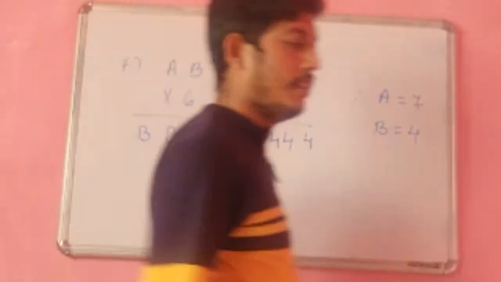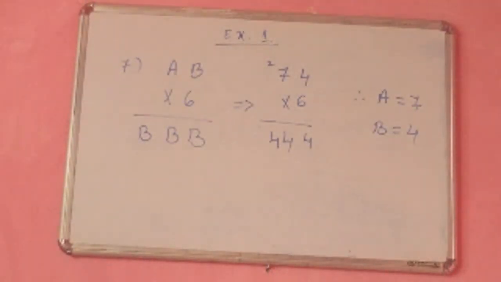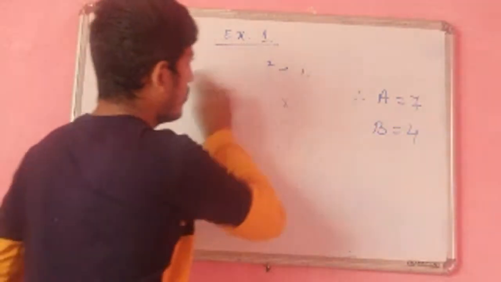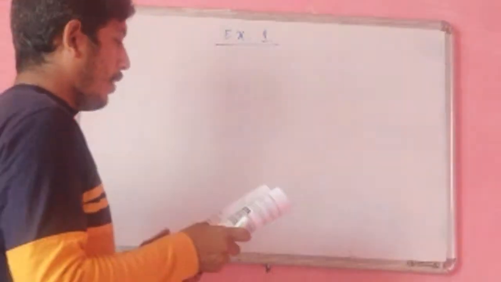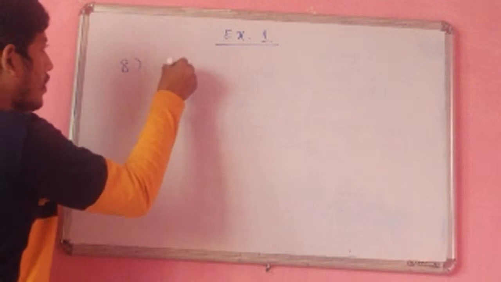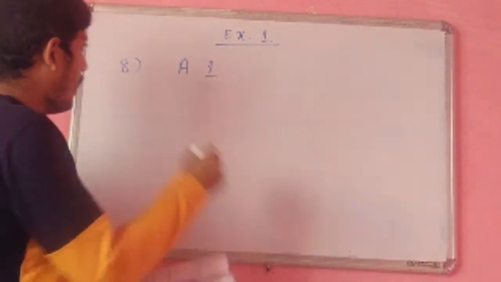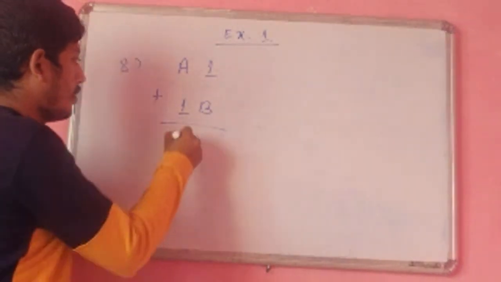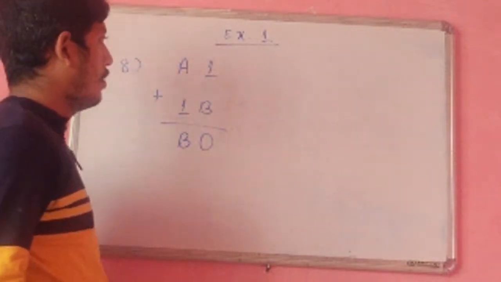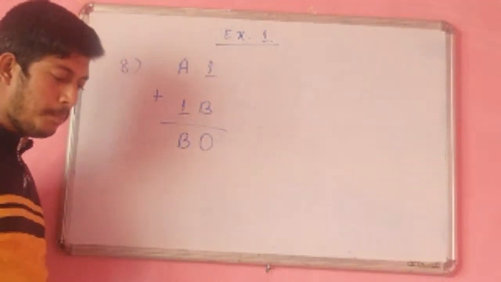Okay, I think this method is easy. You only have to find out the possible cases. Next one, the 8th one. A1 plus 1B gives BC. So A1 plus 1B gives B0.